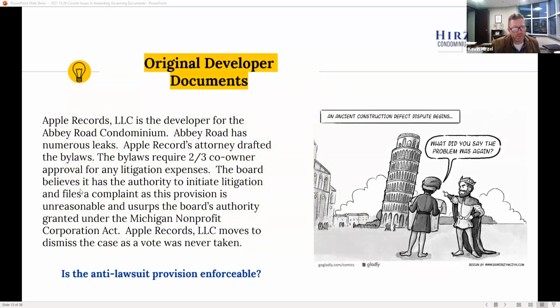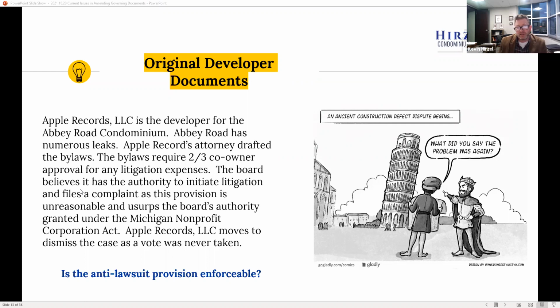All right, so here we have an example of a developer provision that still exists. In this particular situation, we have Apple Records being the developer, and let's just say it was poorly built in some capacities. There are numerous leaks. As you can imagine, Apple Records' attorney drafted bylaws and included one of the anti-lawsuit provisions requiring 2/3 of co-owners' approval for any litigation expenses. The board of directors, controlled by the co-owners, believes that's unenforceable and initiates litigation against the developer related to the leaks.